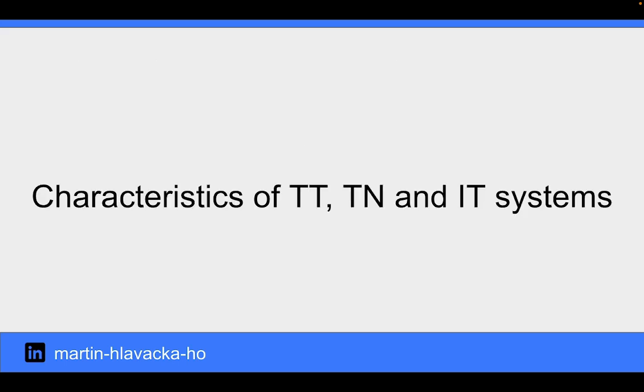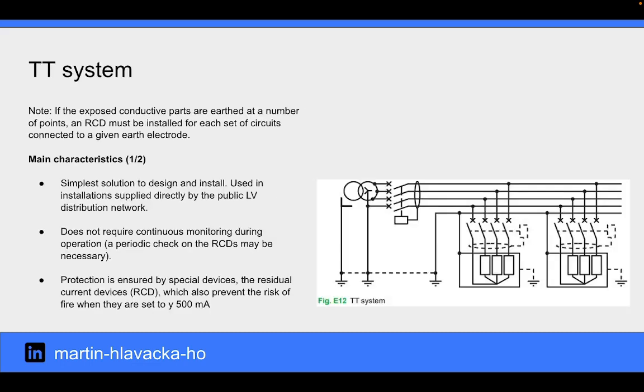Characteristics of TT, TN, and IT systems. In a TT system, if the exposed conductive parts are earthed at several points, an RCD must be installed for each set of circuits connected to a given earth electrode. The main characteristics of TT systems are: simplest solution to design and install, used in installations supplied directly by the public low voltage distribution network.